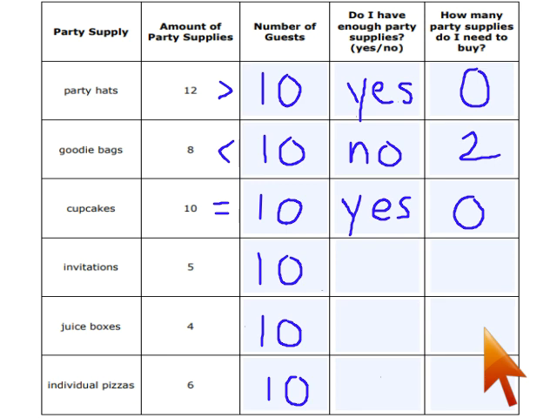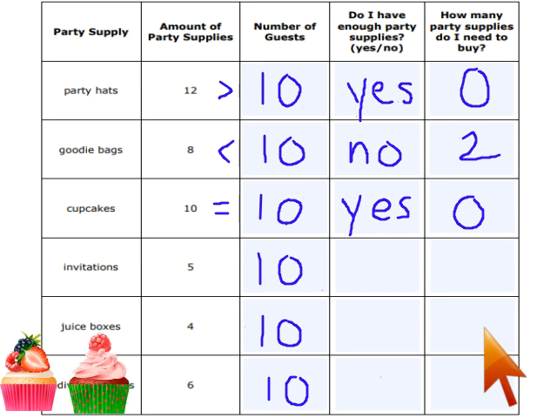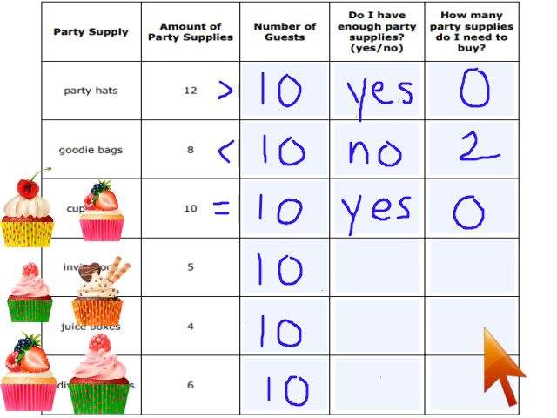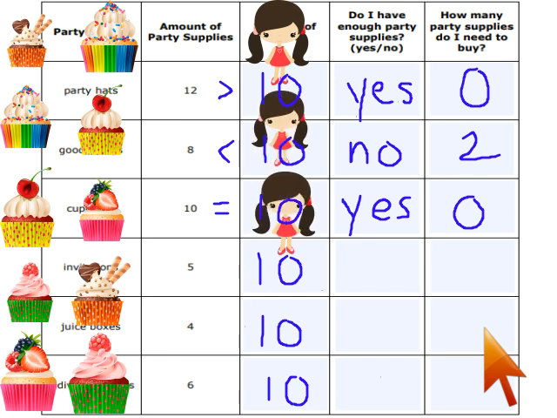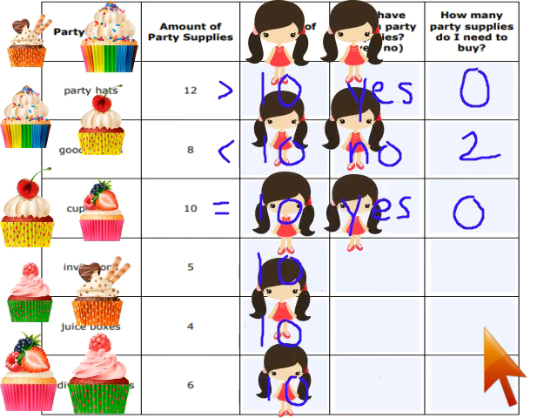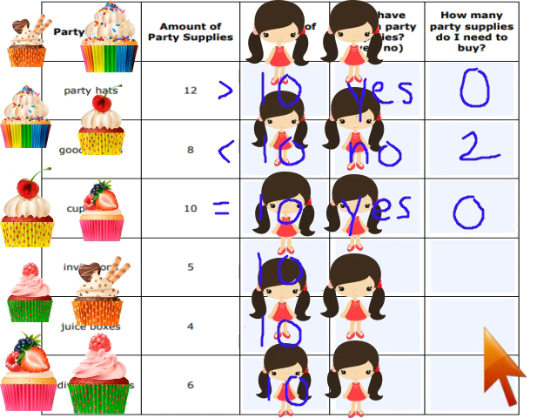So if I was going to draw pictures, I could draw cupcakes and I could draw people, or I could draw something even easier like circles and squares. But I want to make sure I have the same number on each side. So for my cupcakes, I have 10 cupcakes. There we go, 10. And for my guests, I have 10 guests. Of course, in a real party, they probably wouldn't all be girls, but here they are. 10 cupcakes is equal to, it's the same, equal to 10 guests.